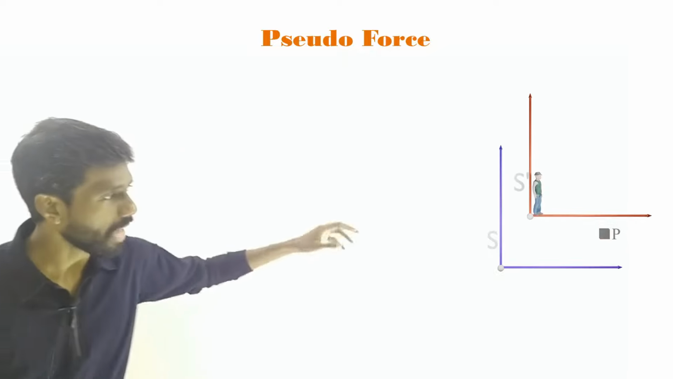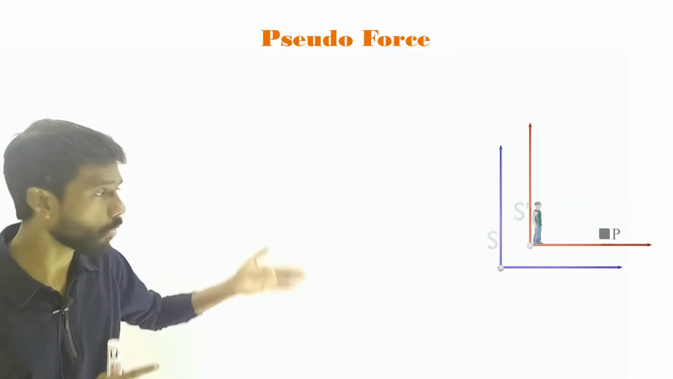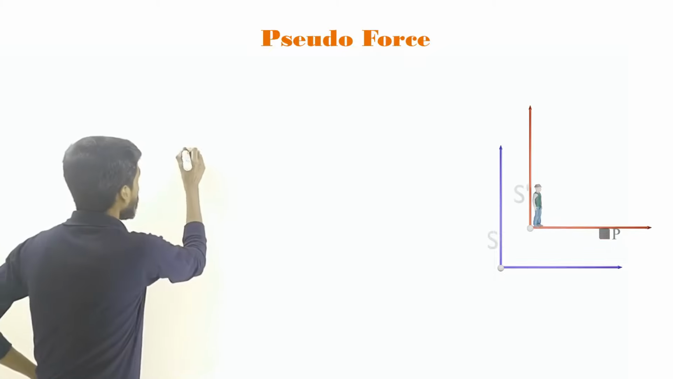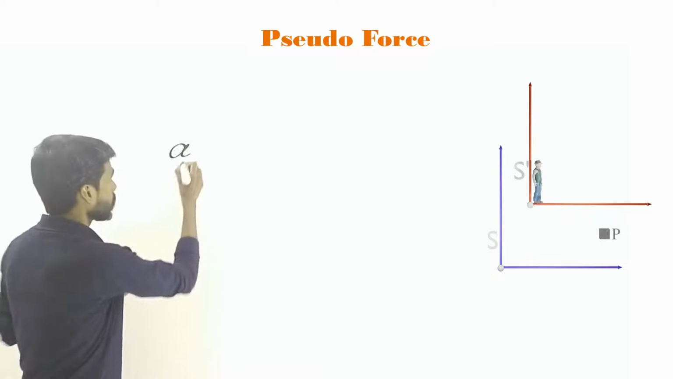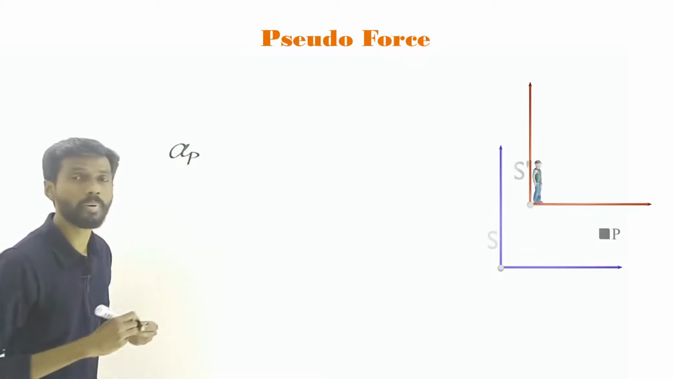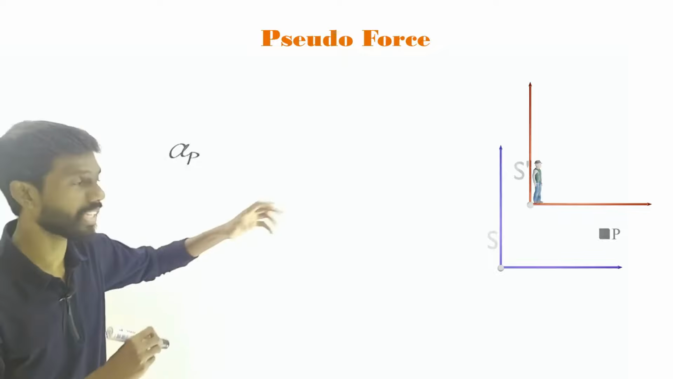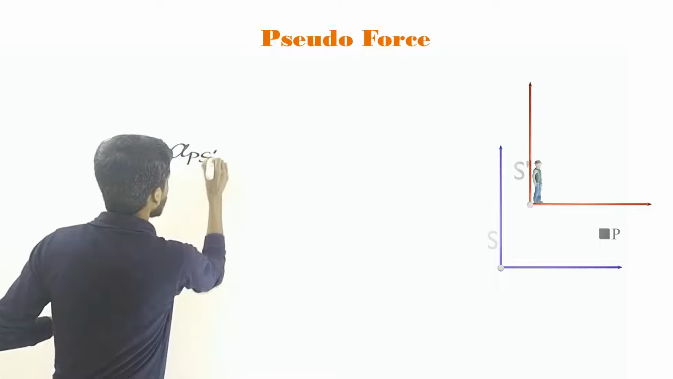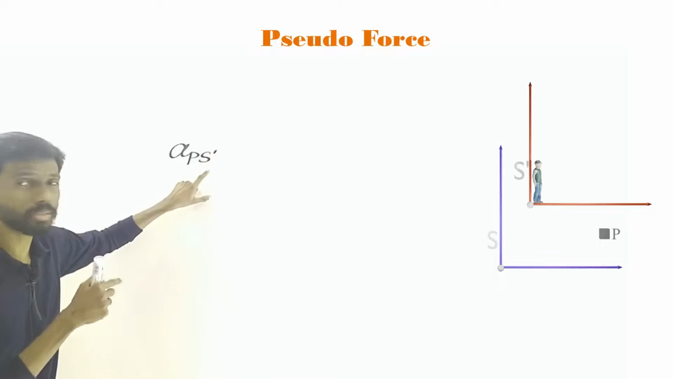Now here, the acceleration of that block with respect to that person, moving with some acceleration. So what is that acceleration? Let us take A to be the acceleration of that block P with respect to that new frame of reference, taken as S dash. This is S, so S dash. This means A_PS', the acceleration of that block P with respect to S dash.